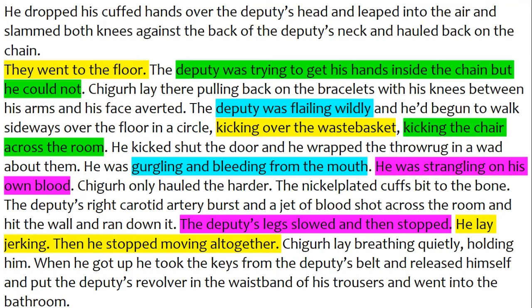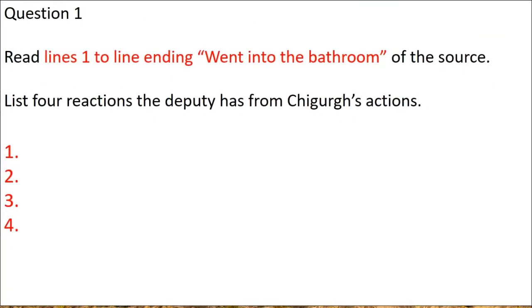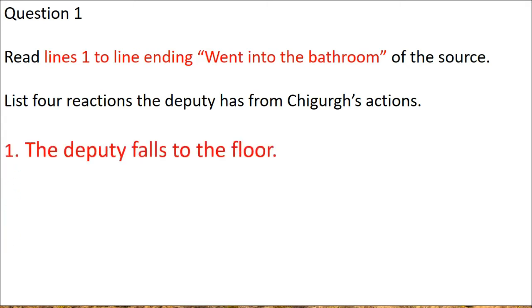Okay, so the ones I highlighted with my highlighter would be: they went to the floor, the deputy was trying to get his hands inside the chain, he was flailing wildly, he kicked the chair and the wastebasket, he was bleeding and gurgling from his mouth, strangling on his own blood, his legs slowed and stopped, he lay jerking, and then he stopped moving completely. So if we look at how the question would look in the exam: read lines 1 to the line ending "went into the bathroom" of the source, list 4 reactions, again answer it using a simple sentence.